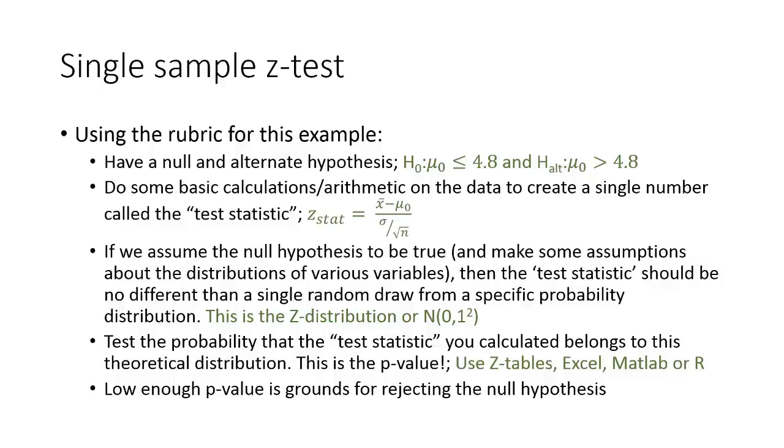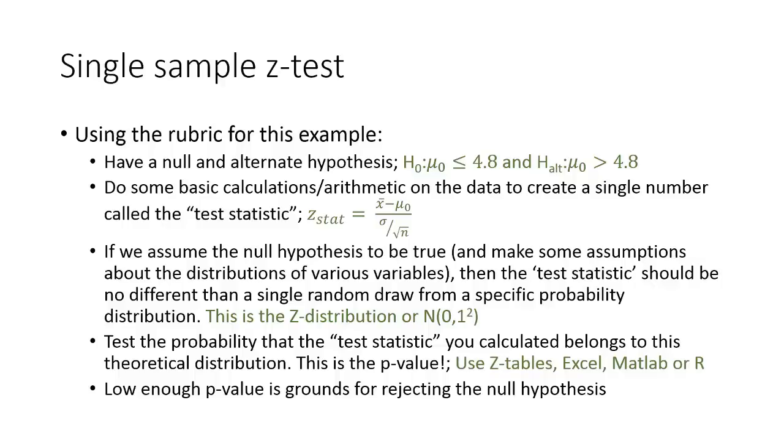So your null hypothesis, like we said, the null and alternate together need to be mutually exclusive, collectively exhaustive. Your mu naught says that your null is less than 4.8. That's your null hypothesis. So the alternate hypothesis should be that mu naught is greater than 4.8.